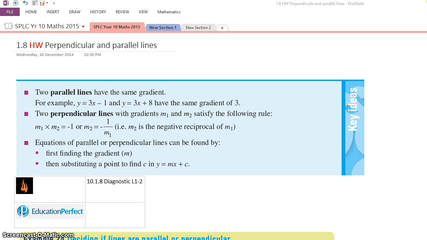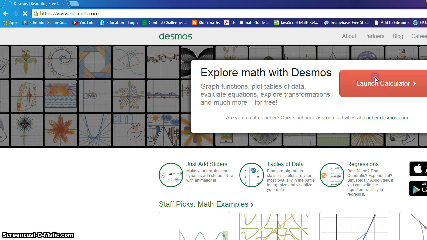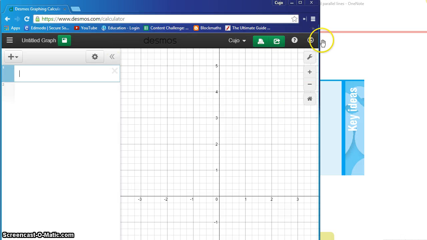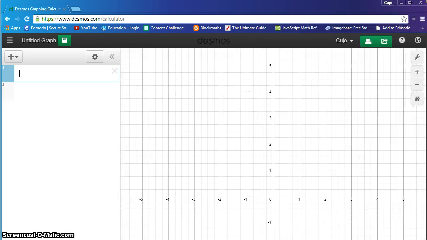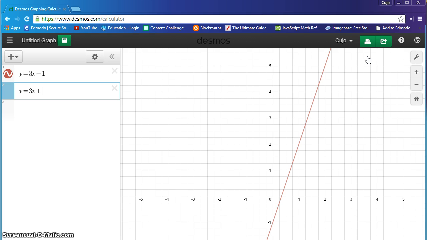If we want to have a look at what they would look like, we can go and have a look at Desmos, just to give us a bit of a refresher. Now y equals... try and get it back in the screen here. That's a better looking size. y = 3x - 1. y = 3x + 8.